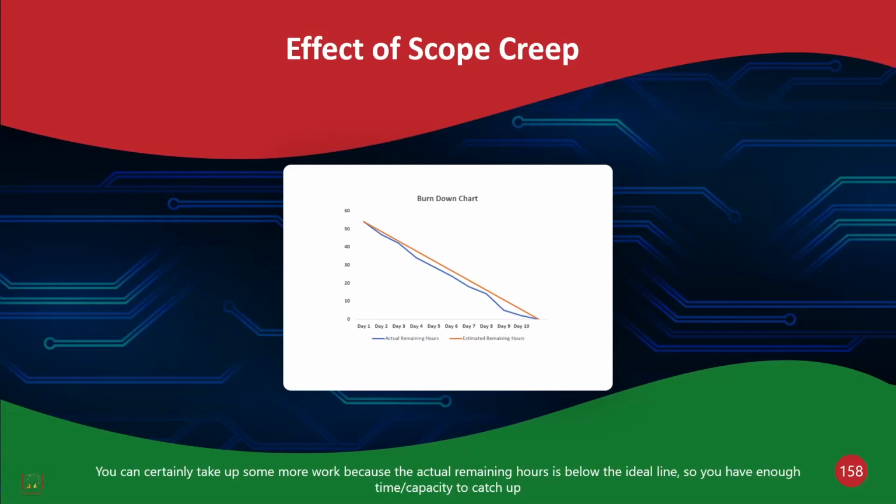Effect of scope creep. If you look at this burn down, right? This is a very less risky burn down, right? Your team has always been below the ideal line, so you can definitely take up more additional work because you have more capacity to catch up. So in this case, if you have scope creep, it shouldn't be a big issue.